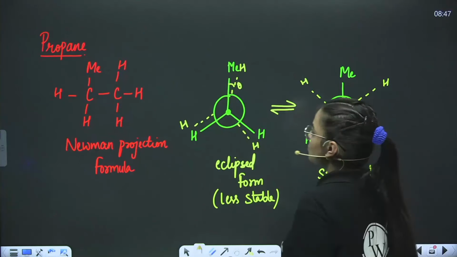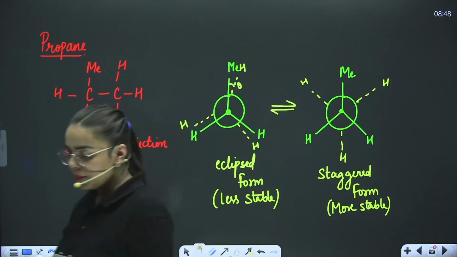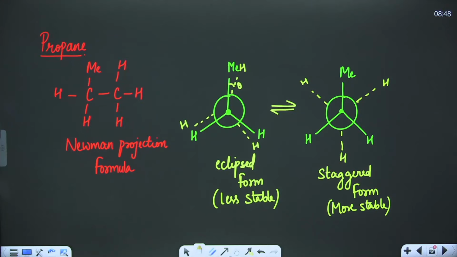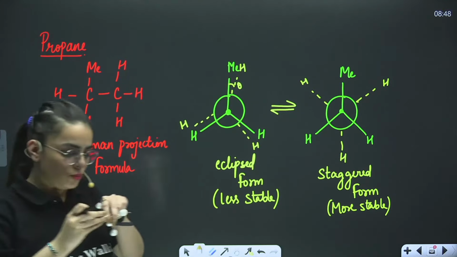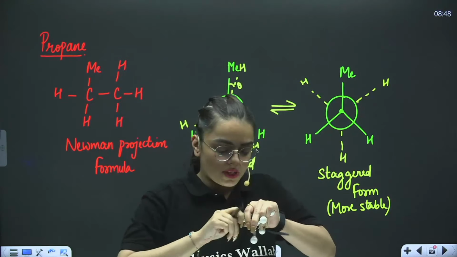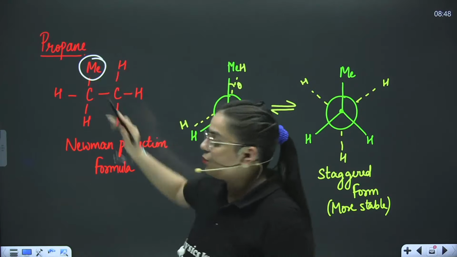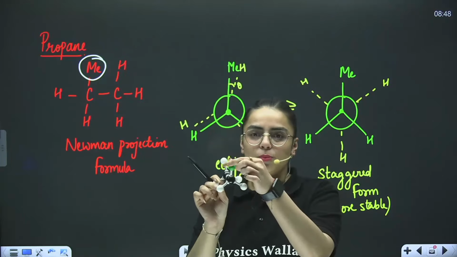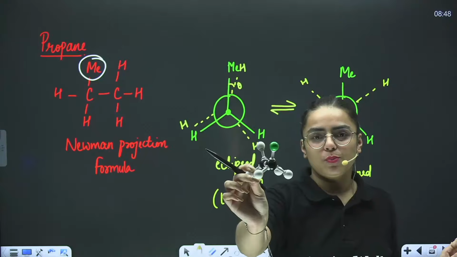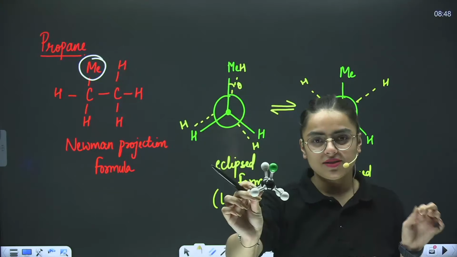Other than this, students, is propane. In propane, what case arises? Let me tell you. Let me take one methyl group over here to make you understand more. See, if I replace one hydrogen of ethane with a methyl group, then it is referred to as propane. Clear? Because propane contains 3 carbon atoms, right?